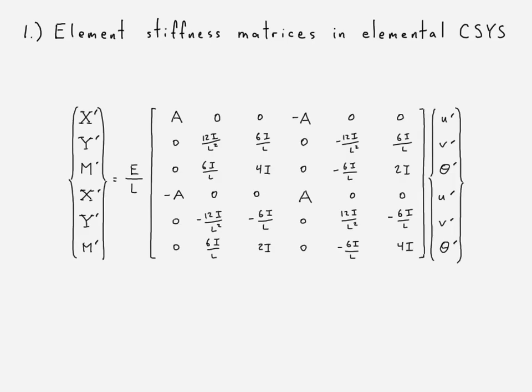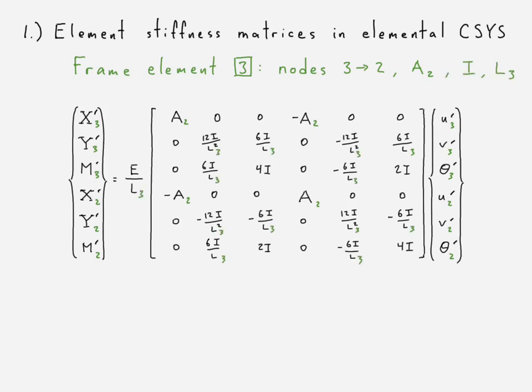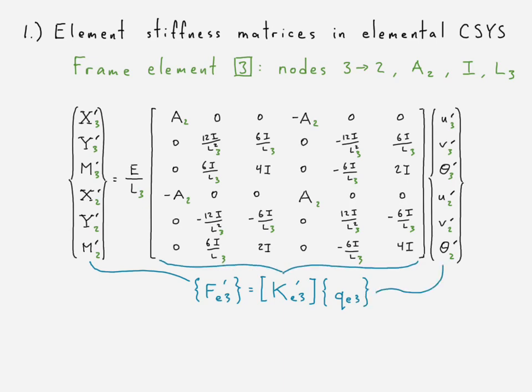The last one, frame element number 3, third element, second frame element, nodes 3 to 2. Notice that node 3 subscript comes before node 2, to make sure that we're consistent. Same area as frame element 2, so we have that. Just leaving that area moment of inertia in there and then changing the subscripts for all the lengths to be length 3. And this is how we would write the equation for the stiffness matrix for element 3 in its elemental coordinate system. That's what these apostrophes are there for.